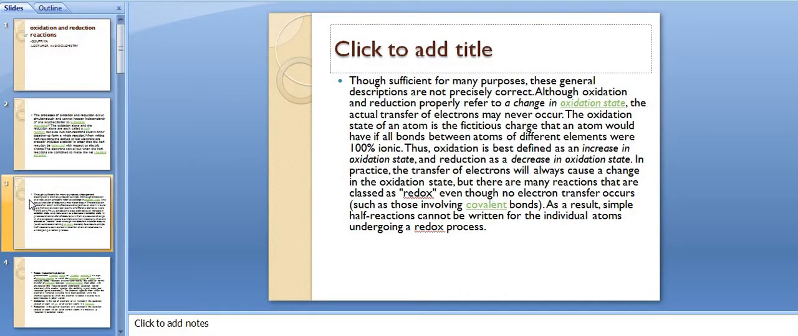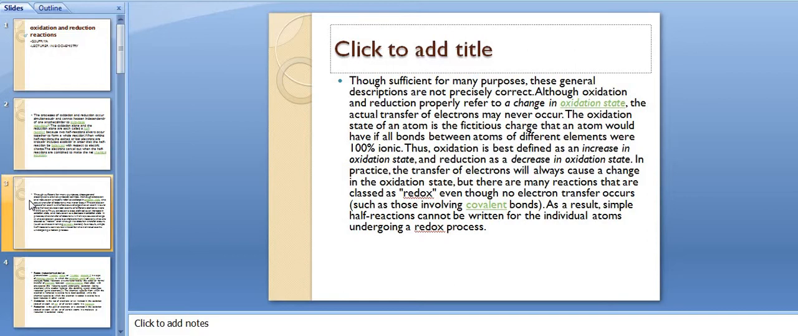The oxidation state of an atom is the fictitious charge that an atom would have if all bonds between atoms of different elements were 100% ionic. Thus, oxidation is best defined as an increase in oxidation state and reduction as a decrease in oxidation state.